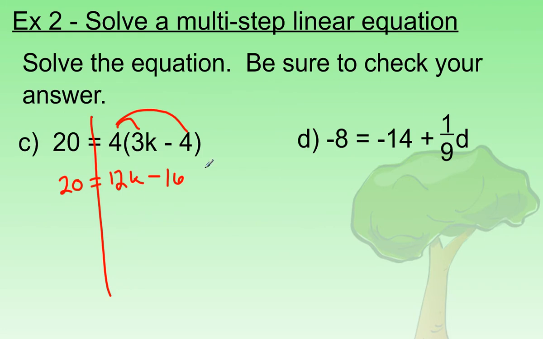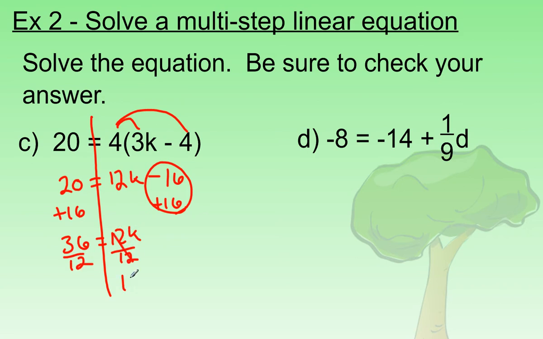Okay. Well, since you're going to get rid of this multiply last, get rid of the minus 16 first. So I'm going to add 16 to both sides because that gets rid of a minus 16. 20 plus 16 is 36. I'm now going to divide both sides by 12 because that's the opposite of multiply by 12. And I get k equals 3.